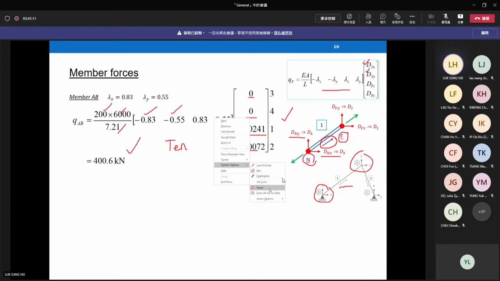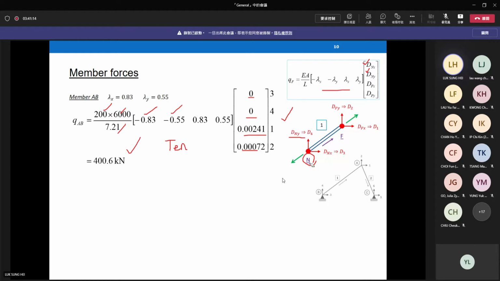After doing the calculations, you may have a look at the problem. The structure is under horizontal force. So it seems that member AB should be in tension. Right? The force is going to pull the structure horizontally. So it seems that QAB should be positive. And our direction is correct, positive. The values depend on your calculations. The values you have to check in a precise manner using calculations. But this direction is correct.